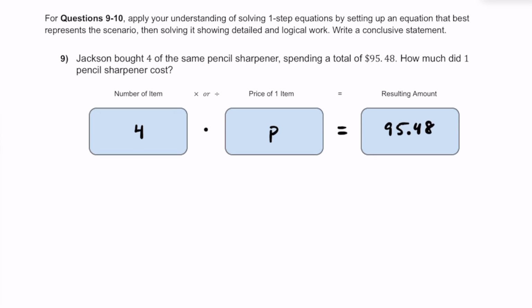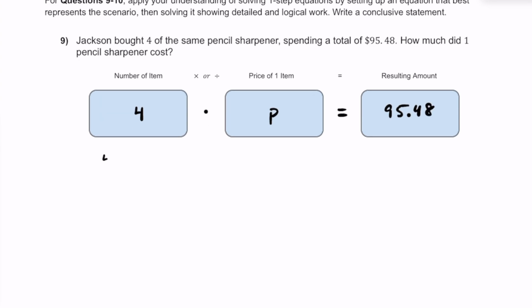So what would the equation be? Well, 4 times P is really just 4P. So 4 pencil sharpeners is going to cost $95.48. So this is our one-step equation. What if we want to solve it to find out how much one pencil sharpener costs? Well, the inverse operation for multiplication is going to be division. So what's 4 divided by 4? 4 divided by 4 is just going to be 1. So we're going to be left with 1P, or the cost of one of these pencil sharpeners. And we have to figure out what this price divided by 4 is going to be.